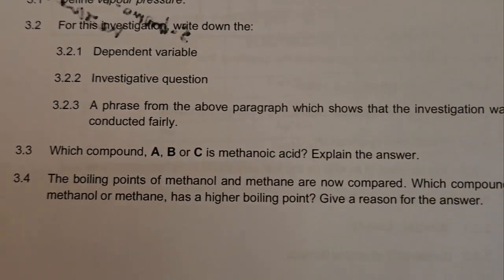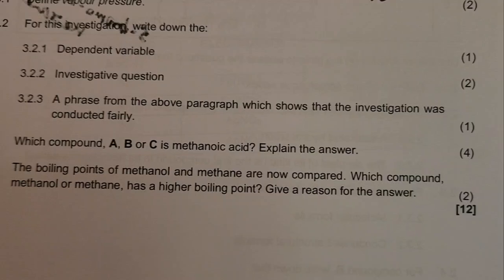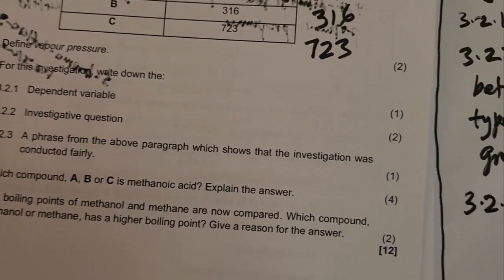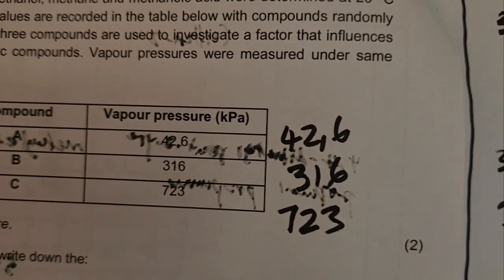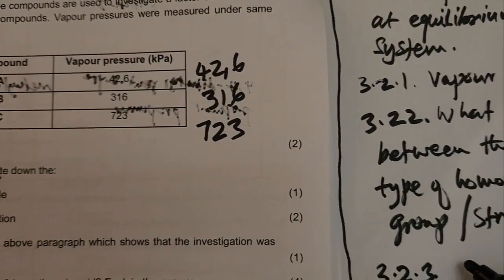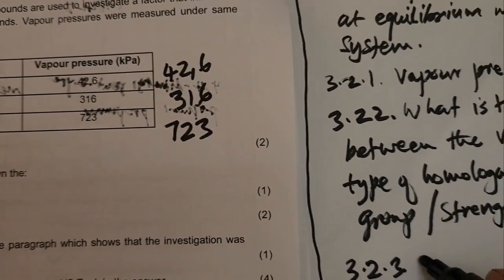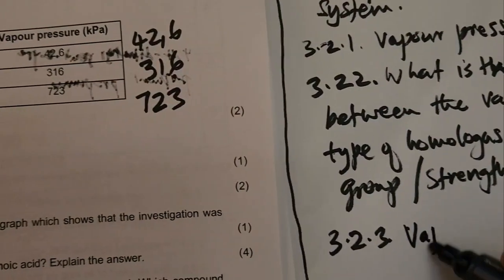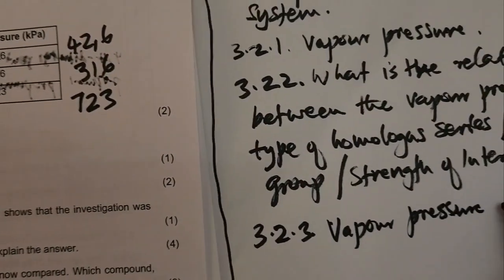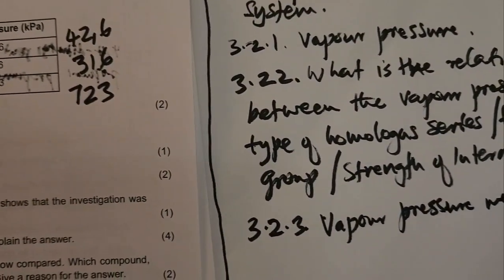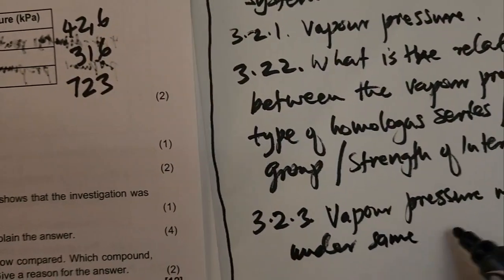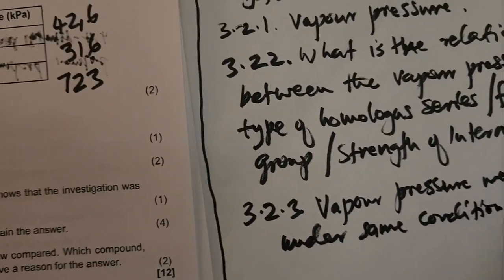3.2.3, now they are telling us to write down the phrase from the above paragraph which shows that the investigation was conducted fairly. If you look at this paragraph, there is a last statement which says the vapor pressures were measured under the same conditions. So the phrase will be: vapor pressures were measured under same conditions. I just have to copy. That was a bonus question.